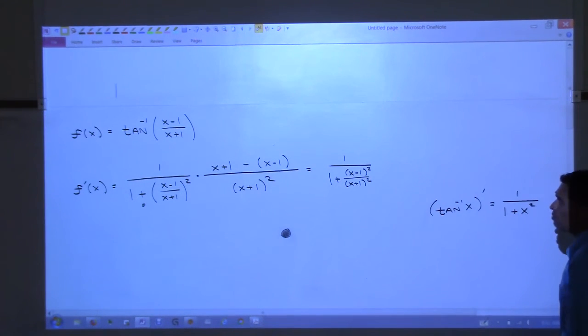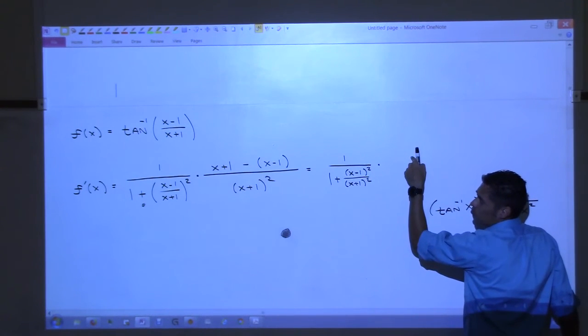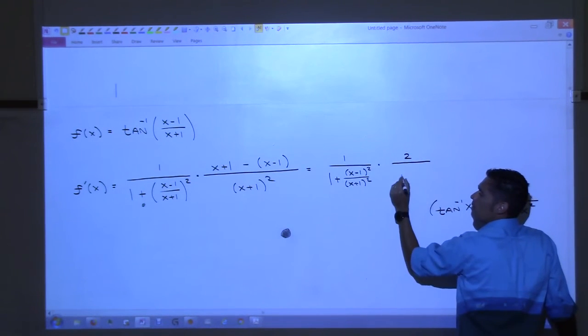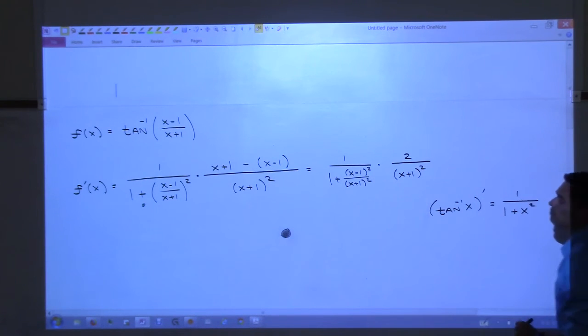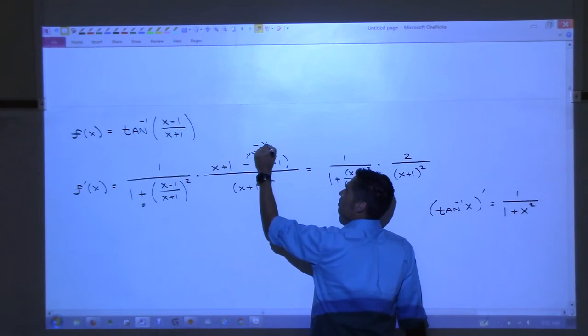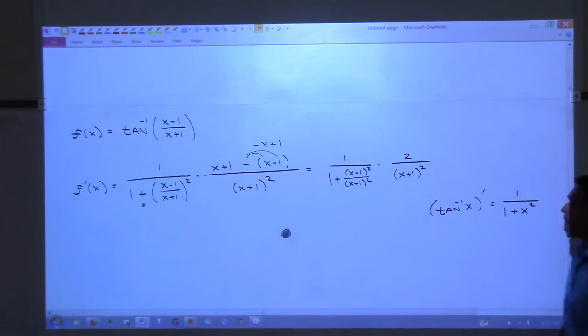Excuse me. What does my fraction over here become? 2 over x plus 1 squared. Yeah, because this distributes, right? So you get minus x plus 1. So the x's cancel, x minus x, and then 1 plus 1. Nice. We good?